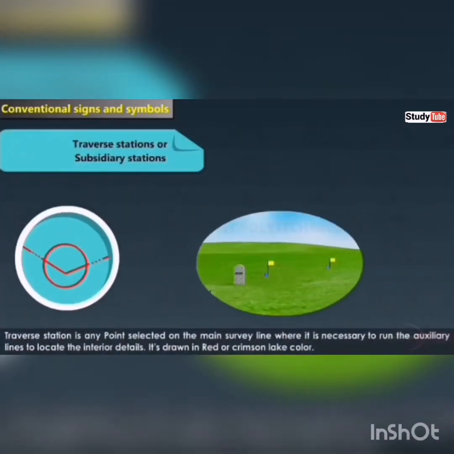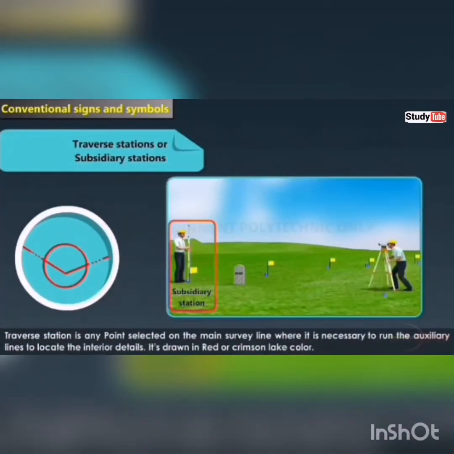Traverse stations or subsidiary stations. Traverse station is any point selected on the main survey line where it is necessary to run the auxiliary lines to locate the interior details. It's drawn in red or crimson lake color.